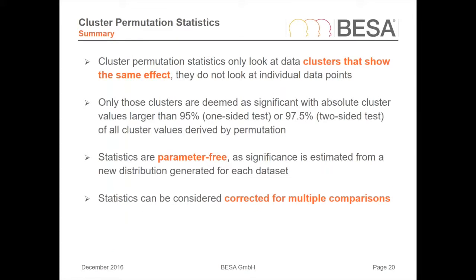Yeah, so again, a summary. We have the clusters. We want them to be significant, of course. If they're significant, they need to have an absolute cluster value larger than 95% for the one-sided test, or 97.5% of all cluster values for the two-sided test derived by the permutation. These statistics are parameter-free, since the significance is estimated from a new distribution that we generate from the data sets, and the statistics can be considered corrected for multiple comparisons.